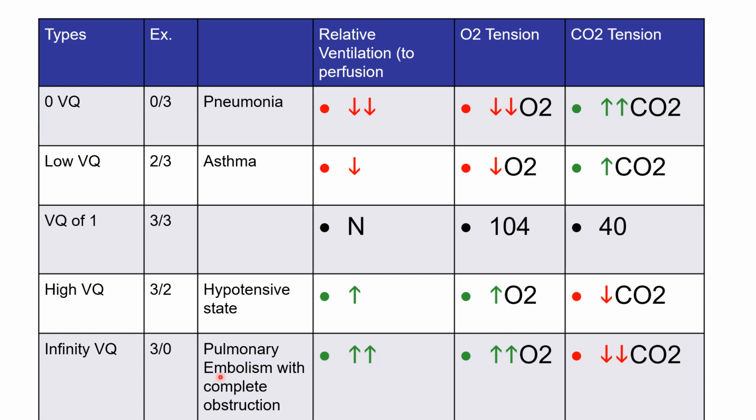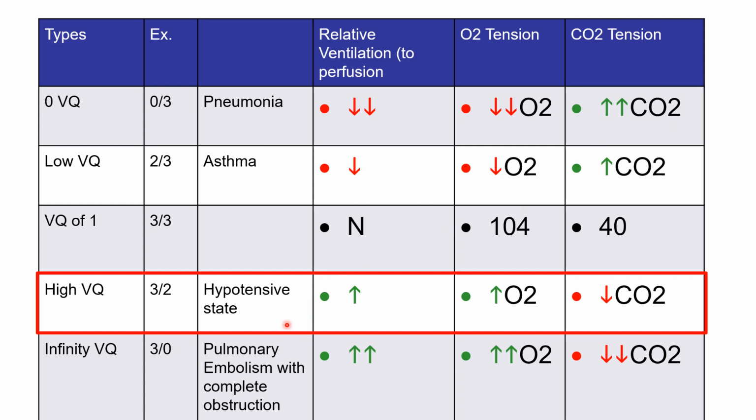So let's have a brief review of what we discussed. In a V/Q relationship of 1, the ventilation is matched with the perfusion, so the O2 tension will be 104 and the CO2 tension will be 40. In a low V/Q, there's relative hypoventilation, so the O2 tension will be lower while the carbon dioxide will be higher. And in a zero V/Q, there's much more relative hypoventilation, so the O2 is much lower and the carbon dioxide is much, much higher.